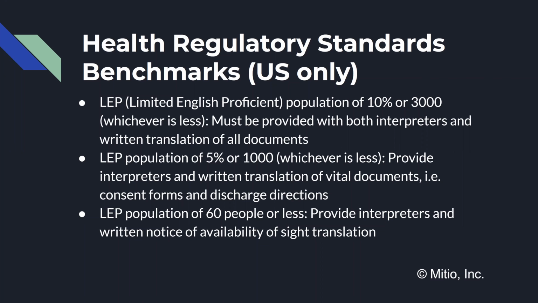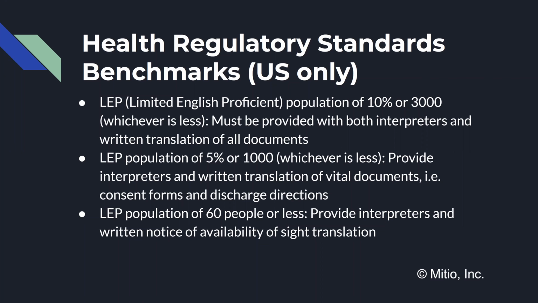Now, there's another benchmark. If the LEP population is 5% or 1,000, whichever is less, you will need to provide interpreters and written translation of vital documents. These vital documents are typically consent forms, discharge directions, or any important surgery preparation instructions, documents of that nature, or a health power of attorney. Those would have to be translated, but brochures and other documents wouldn't be considered vital.